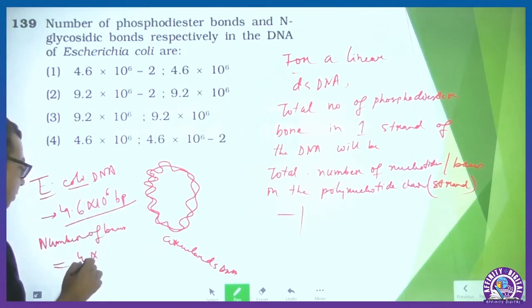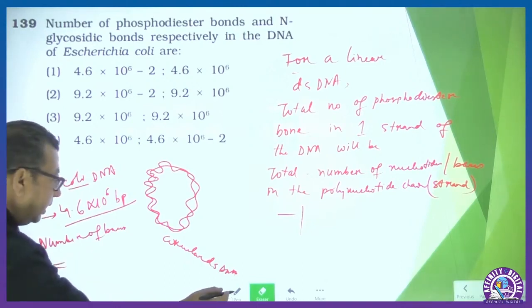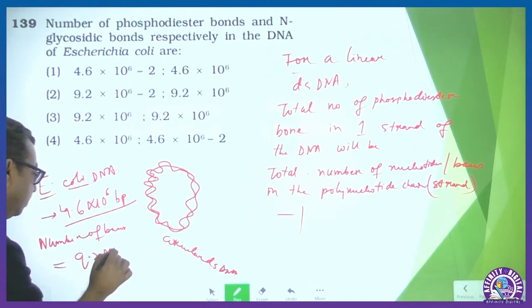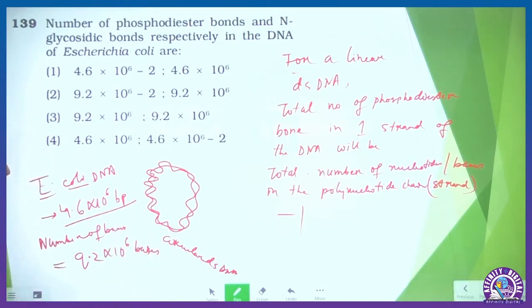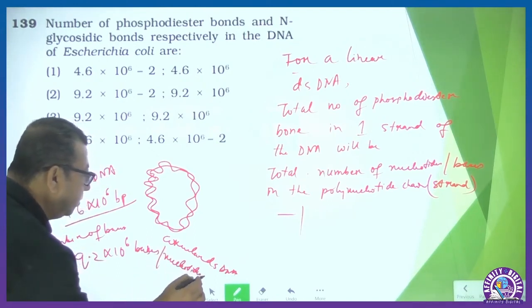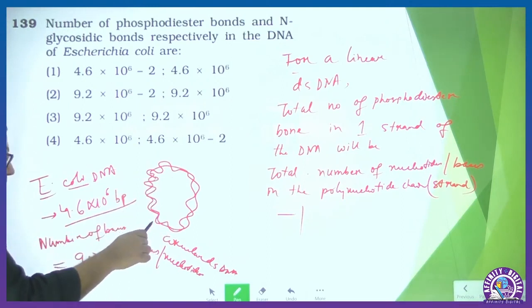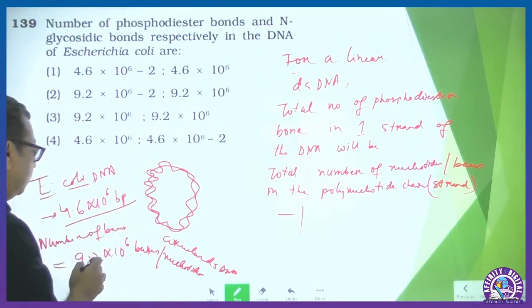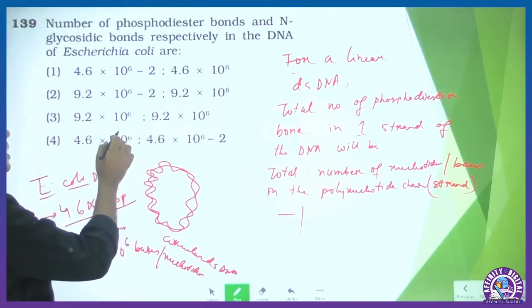4.6 का डबल होगा, यानी 9.2 × 10^6 बेसेस। जितना सारा बेस होगा उतना ही न्यूक्लियोटाइड होगा। सो E. coli DNA में टोटल बेसेस या न्यूक्लियोटाइड्स 9.2 × 10^6 हैं। ओके, सिंस इट इज सर्कुलर DNA, फ्री एंड नहीं है, तो 9.2 × 10^6 ही होगा। सो नंबर ऑफ फॉस्फोडाइस्टर बॉन्ड, सर्कुलर DNA में E. coli का, कितना होगा?